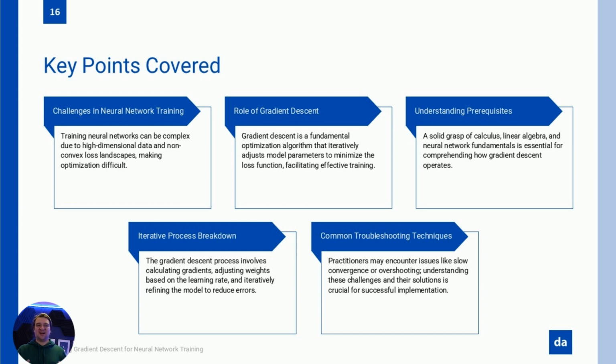First, we started by addressing the challenges. Training neural networks isn't easy. It's like navigating a maze of high-dimensional data with non-convex loss landscapes that make optimization tricky. This understanding set the stage for everything else we explored. Knowing the problem is half the battle, right? Then, we uncovered the hero of our story, gradient descent. It's not just an algorithm.